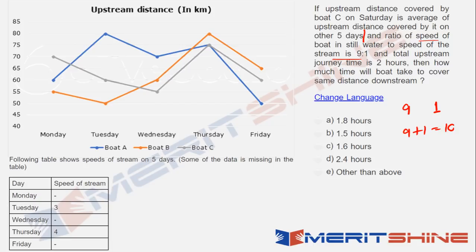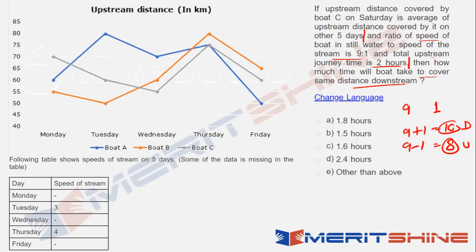Right. What is the upstream speed? 9 minus 1, that's 8. So this is downstream speed 10, upstream speed would be 8. This is what we know. It says total upstream journey time is 2 hours. Then how much time will the boat take to cover the same distance downstream? Now, it's a sitter. It's an absolute sitter.